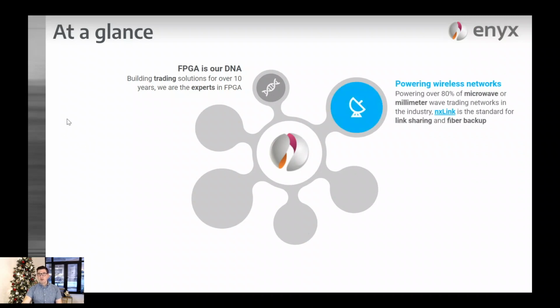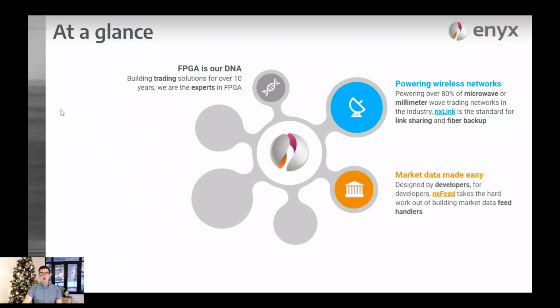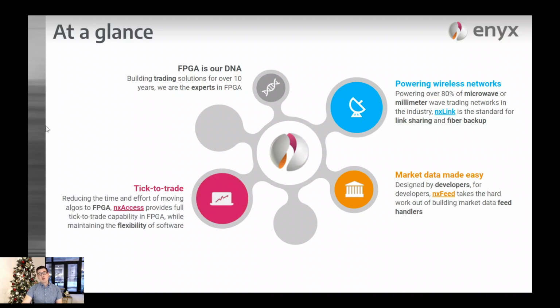The first product that we brought to market, Enyx Link, powers today up to 80% of the millimeter and microwave networks, and solution providers use it to fairly and efficiently share the bandwidth of those links. The second solution that we brought to market, nxFeed, is the goal of this video, and we'll talk more about it today. Episode 2 of the Coffee with Enyx series talks about our tick-to-trade solution, Enyx Access.